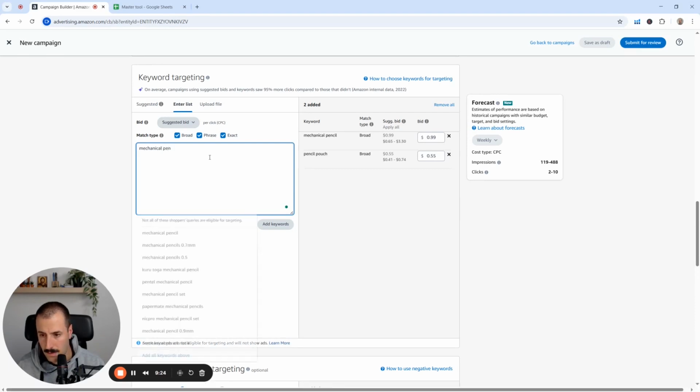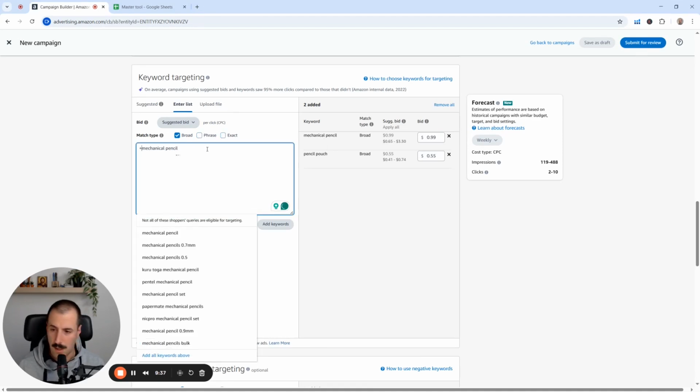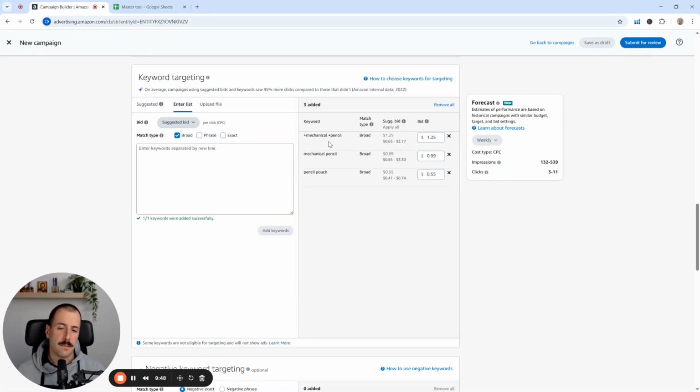For example, mechanical pencil. So this is a broad keyword if I add it in as I just did in a broad match type. But if you add plus after each word in this keyword, that means that whichever search term is created after using this keyword has to contain mechanical and pencil as words inside. So it cannot be any variation of that, whatever it can be.